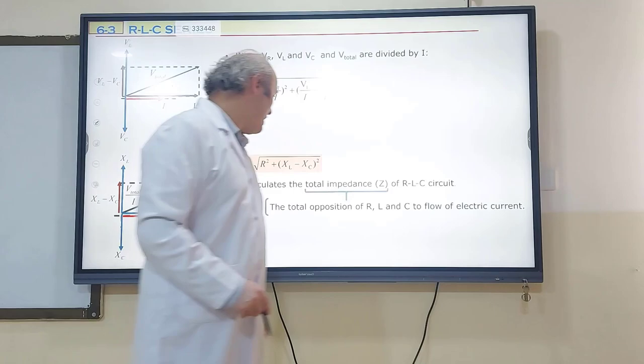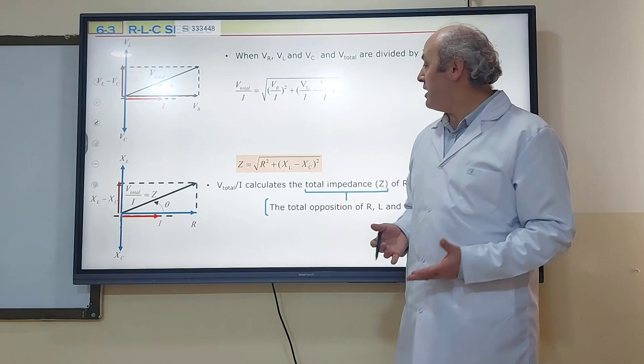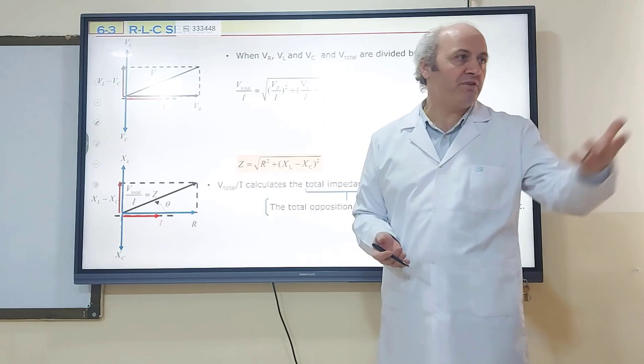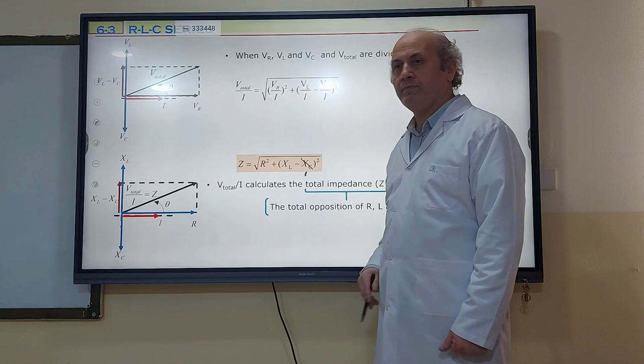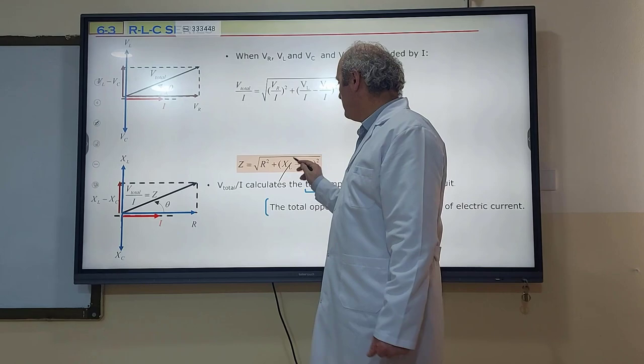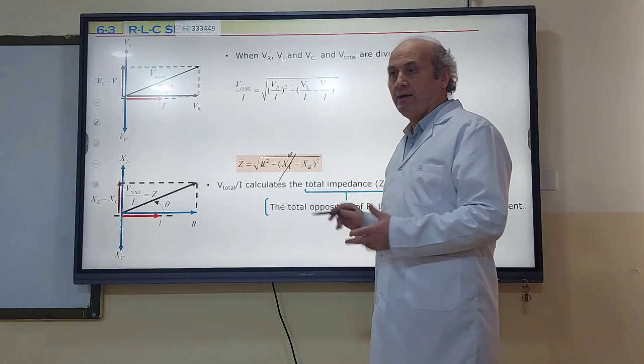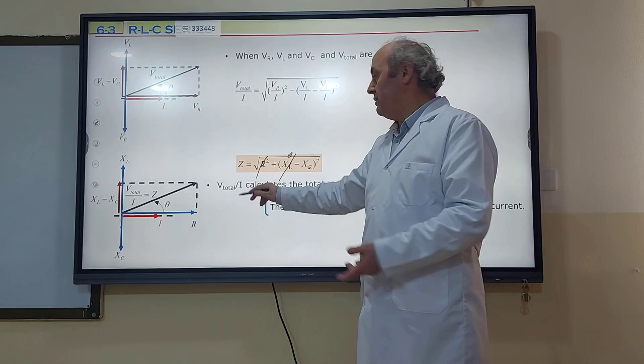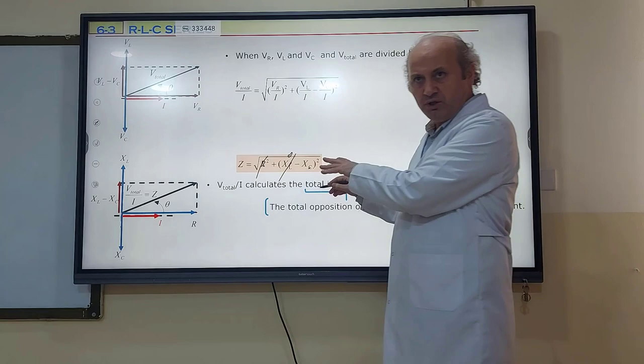Again, depending on the type of the circuit, you can find total opposition for any combination of devices. For example, if there is no capacitor in the circuit, we make X_C zero. If there is no coil, we write X_L as zero. If there is no coil, only R and X_C. If only X_L and X_C, no resistor, you can remove R. So the same equation can be used for different versions.